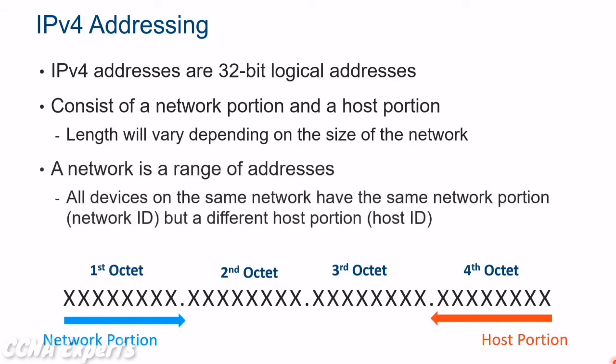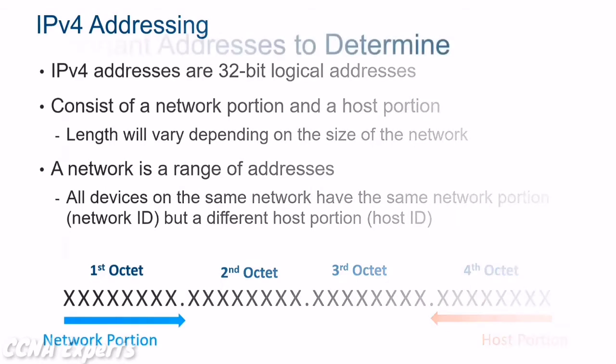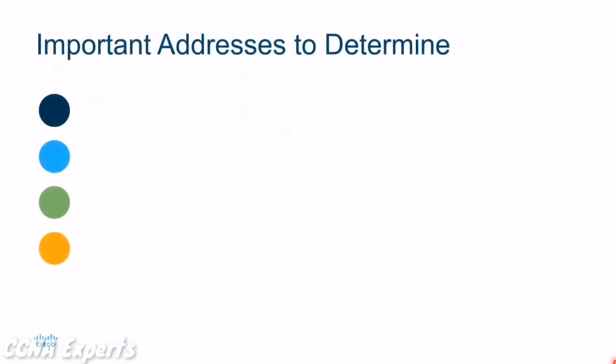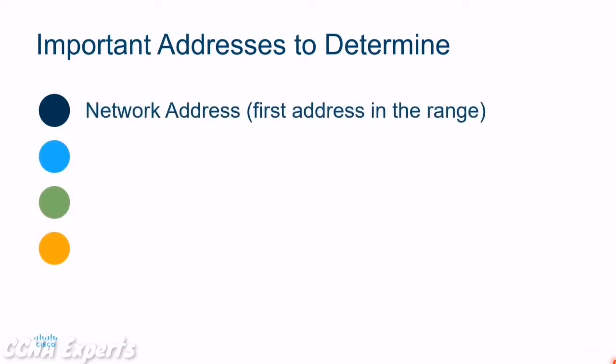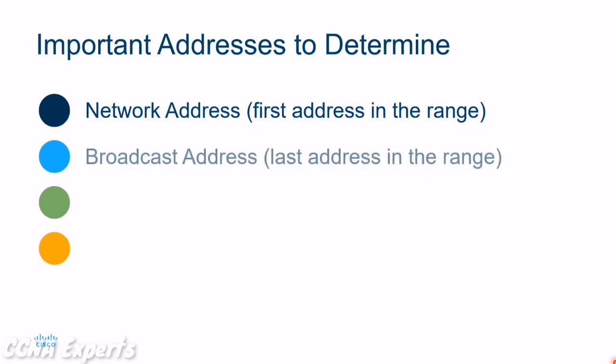A network can be thought of as a range of addresses. All devices on the same network have the same bit pattern for their network ID, but they will have a different host ID. Some addresses in this range are reserved and have a special name and meaning. For example, the first address in the range is used to identify the network itself and cannot be assigned to any host. It is referred to as the network address. The last in the range is called the broadcast address and is used to send a message to all devices on the network at once. It also cannot be assigned to any host.